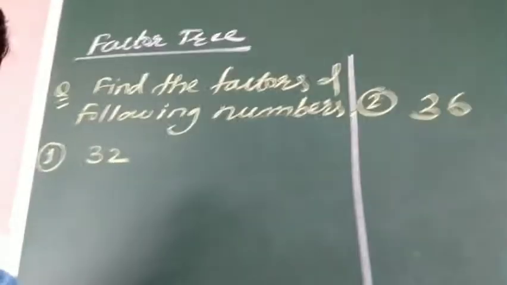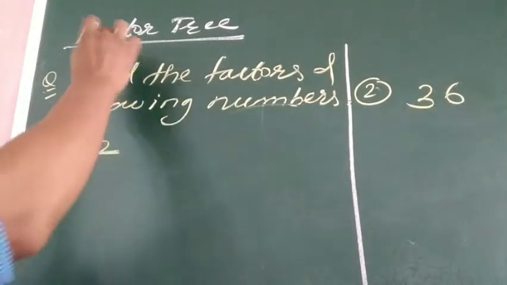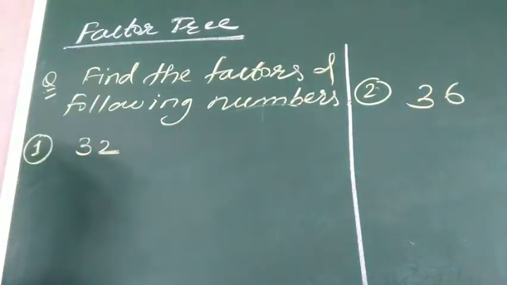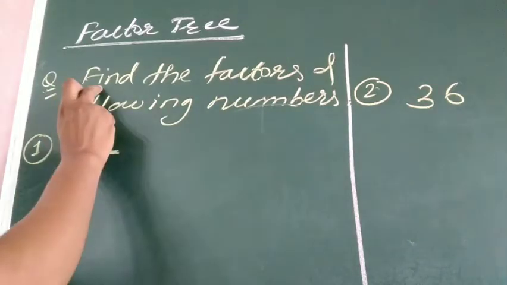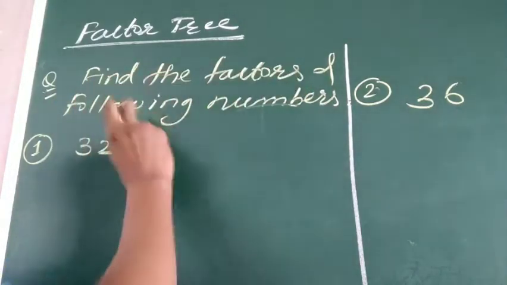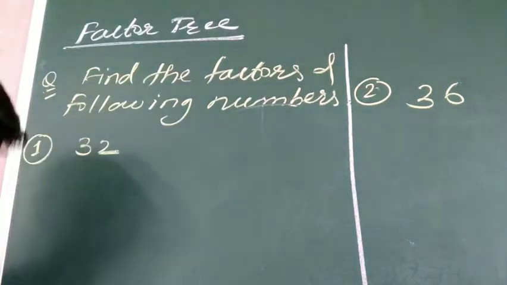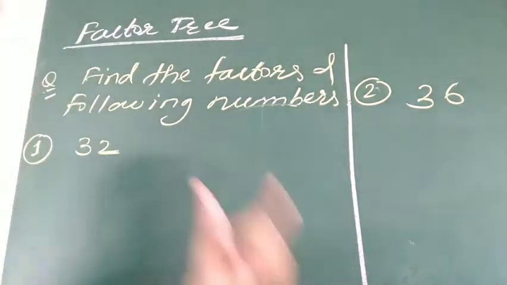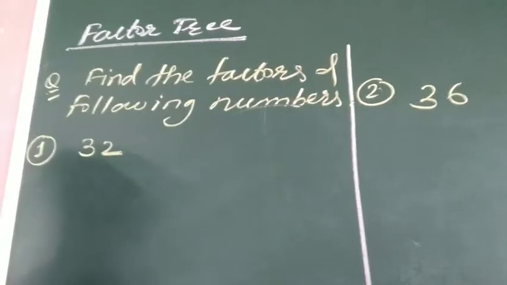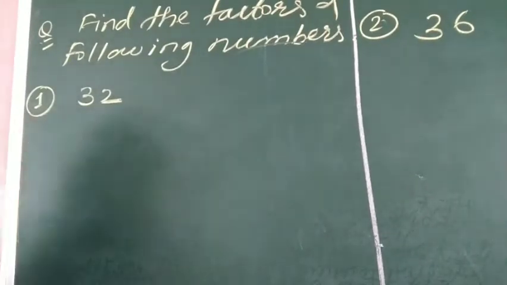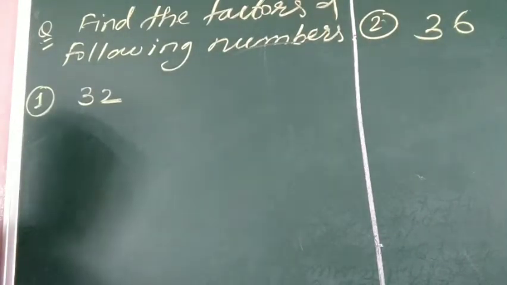उसी तरह के डिजाइन में उसी तरह के मेथड से आज हमें कुछ नंबर के फैक्टर फाइंड आउट करने हैं, फैक्टर ट्री बनाना है. तो see, question is find the factors of following numbers. कुछ जो नंबर दिए इन नंबर का फैक्टर्स निकाल ले बेटा. चलिए, what is this number? 32. So see, start from here like this.